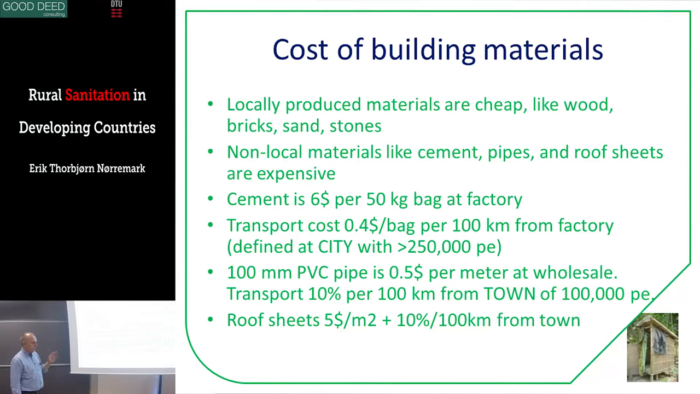In this course, we just set a standard price of $6 per 50 kilos of cement from the factory. Then, if your village is very far from the factory, we could make a small game and say, for each 100 kilometers, we'll add $0.4 to a bag of cement for transport. And we define the place of the factory as the nearest city with 250,000 people.